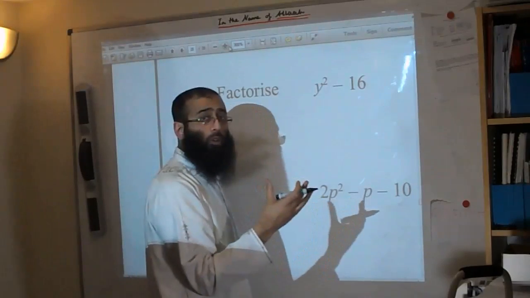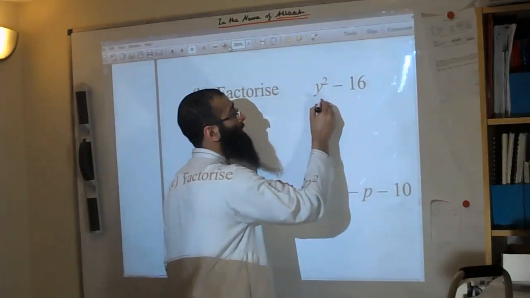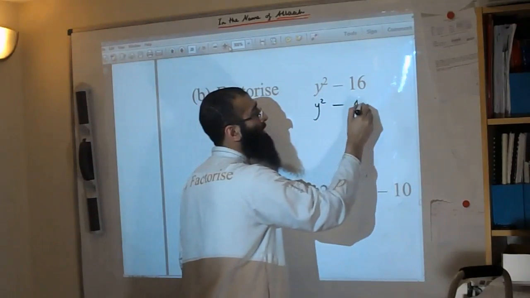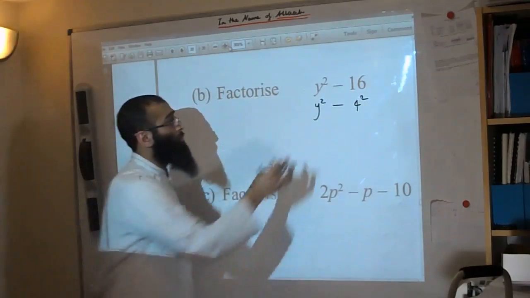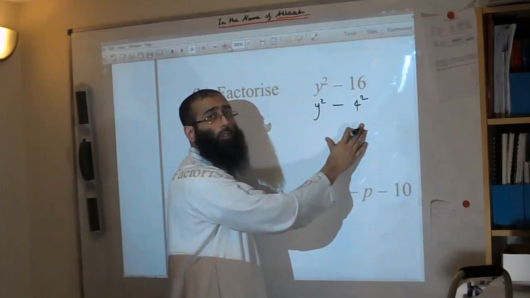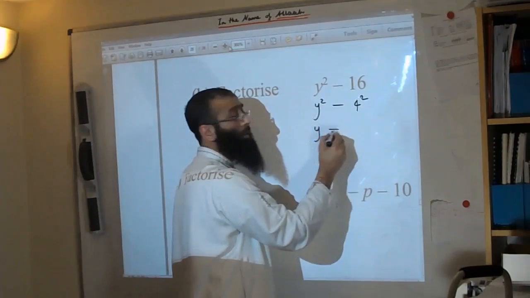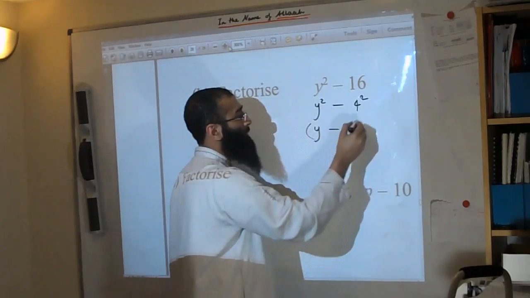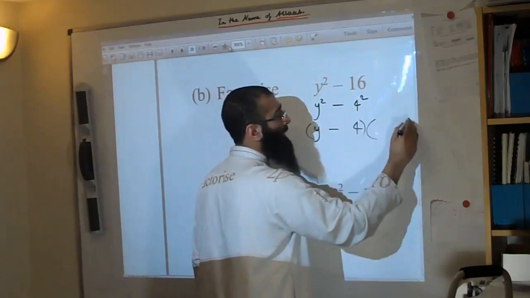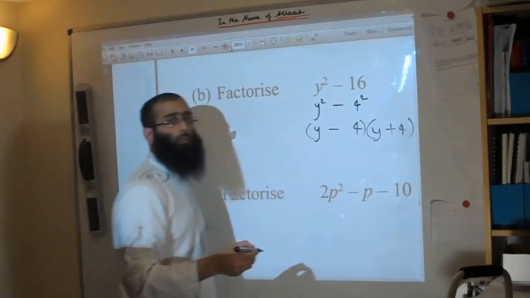This is a very special type of question. It's called the difference of two squares, because y squared is quite obviously a square, and 16 is really in disguise 4 squared, so there's another square number. Now, in these particular types of equations, we have y squared minus 4 squared. We factorize like the following. We copy the y down, copy the minus down, copy the 4 down. Copy y, copy minus, copy 4, leaving the squares off at the moment. Repeat the brackets, and this time turn the second minus into a plus. And that's done.